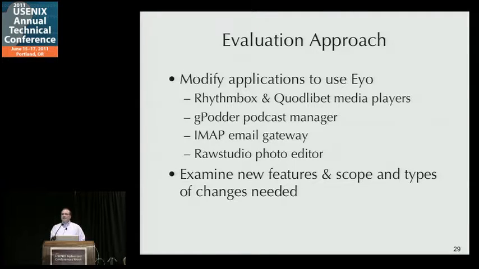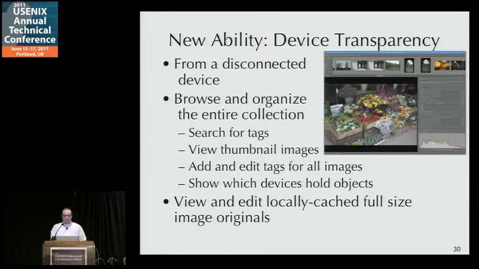So we modified a number of existing applications. These are all open source projects, some media players, email, photo editing, and so on. Then we looked at the scope of changes that were needed in order to make this work. And today I'm going to talk most about the photo editor. So this was Raw Studio, the editor in question that I changed. And after we'd done this, we gained a new ability. So to begin with, this was a standalone application that had no notion that it was in a distributed system at all. It would just interact with local storage.